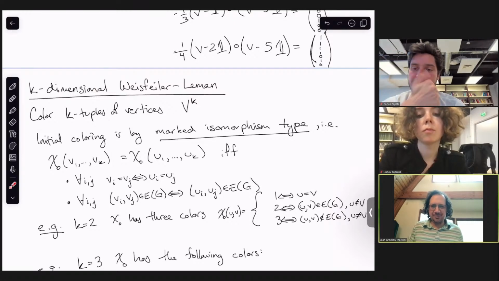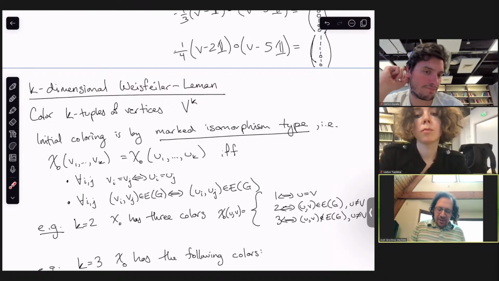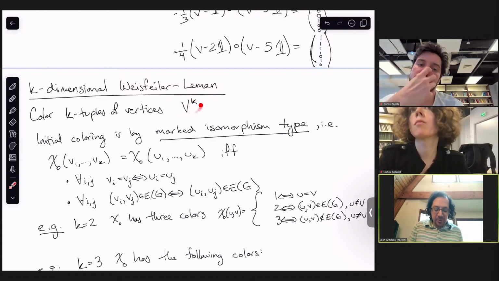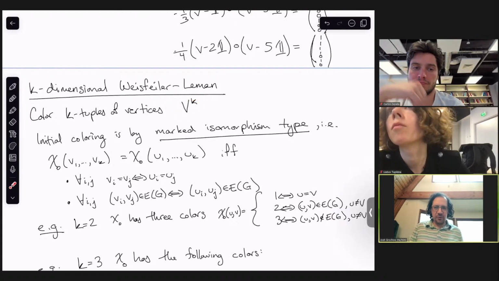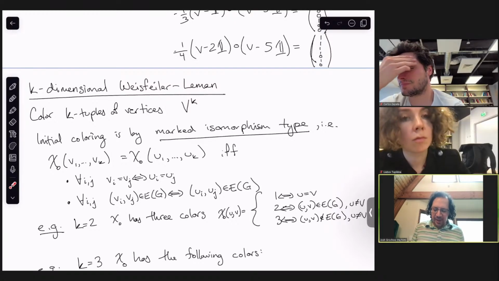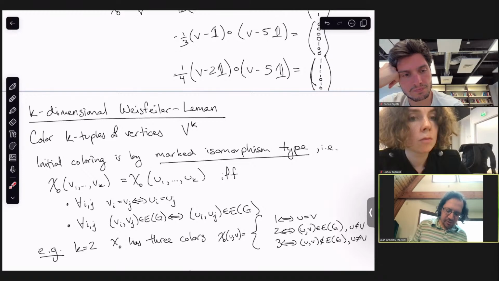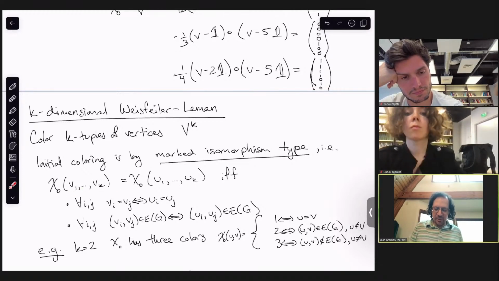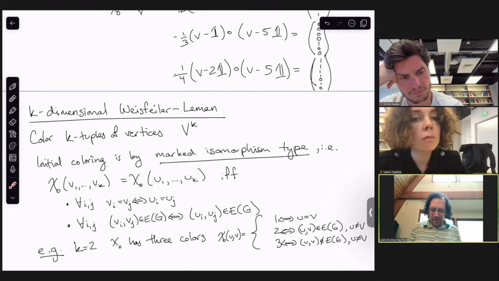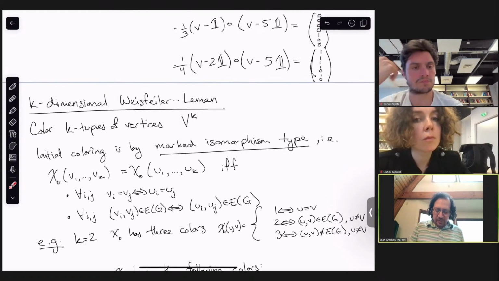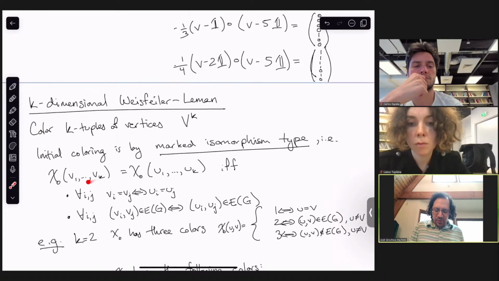Okay. All right. So for k-dimensional Weisfeiler-Leman, we're going to color now k-tuples of vertices instead of just vertices. Okay. And the initial coloring is now more complicated. It's by what's called the marked isomorphism type. So the initial coloring of two k-tuples is going to be the same if and only if any two of these vertices that are equal here, the same two have to be equal here.